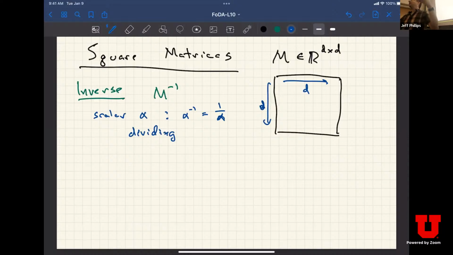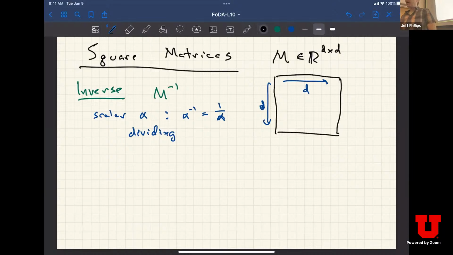You know, sometimes you need to isolate something, and you're going to take a coefficient from the left-hand side and move it to the right-hand side, and you do that by dividing that coefficient on both sides. With matrices, you multiply by the inverse on both sides.